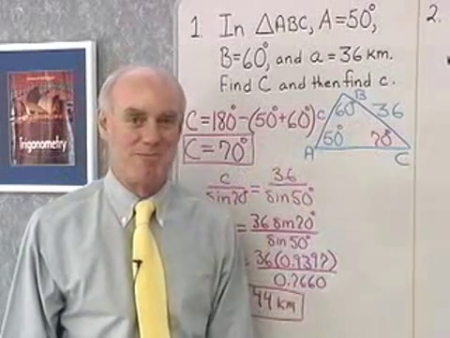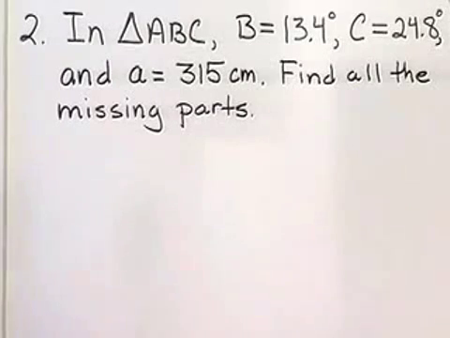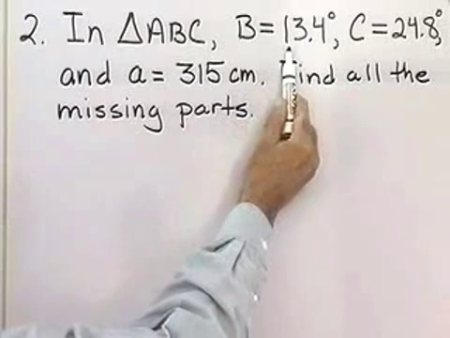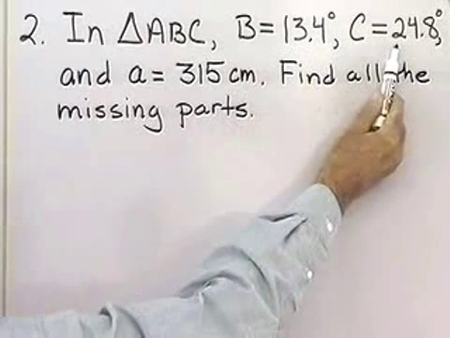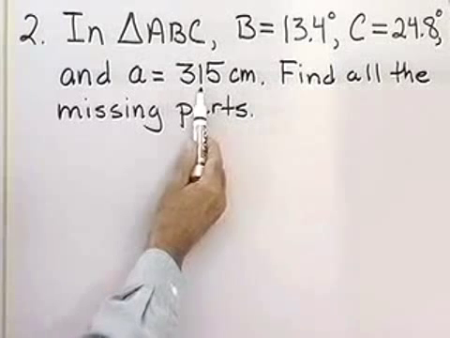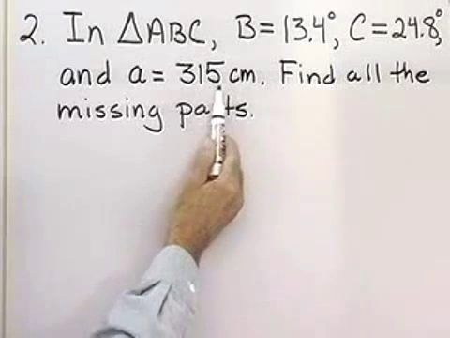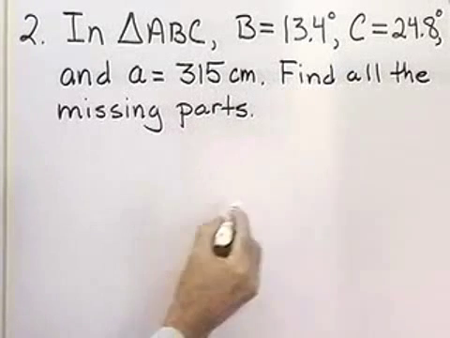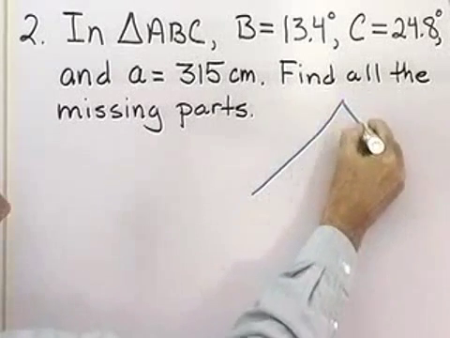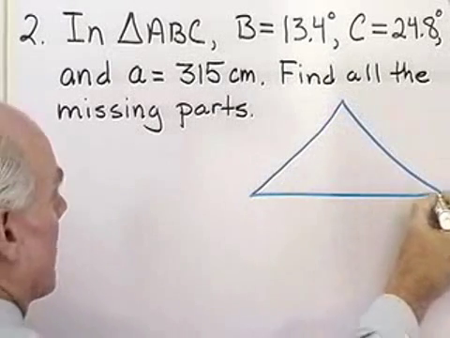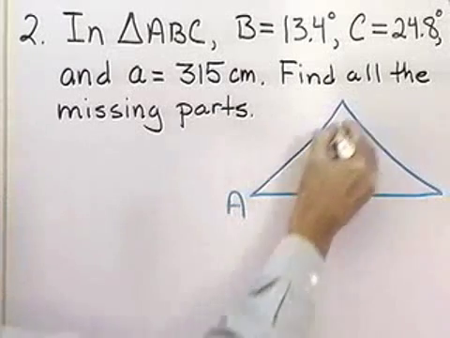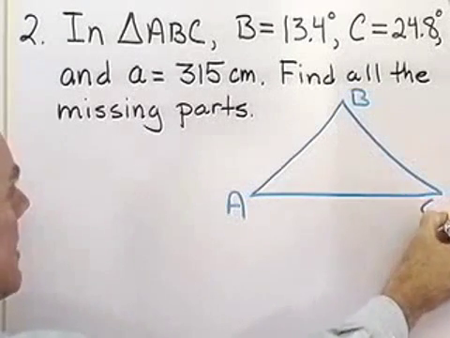Let's look at another problem. We have triangle ABC with angle B is 13.4 degrees, angle C is 24.8 degrees, side a is 315 centimeters, and we want to find all the missing parts. So again, I'm going to draw a triangle here for reference. It doesn't have to be accurate. I'll label it A, B, and C.